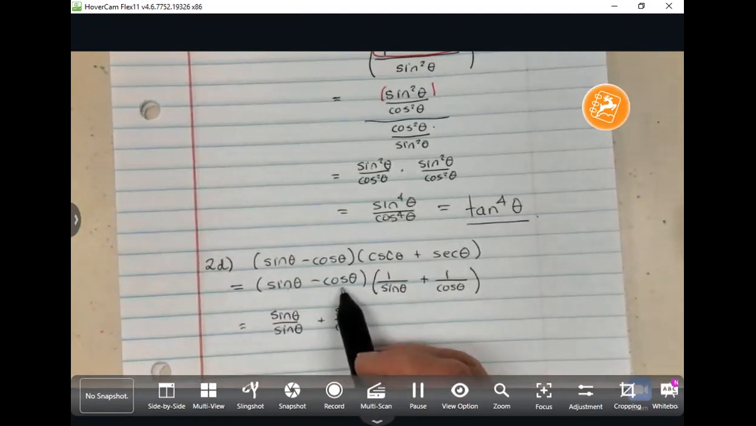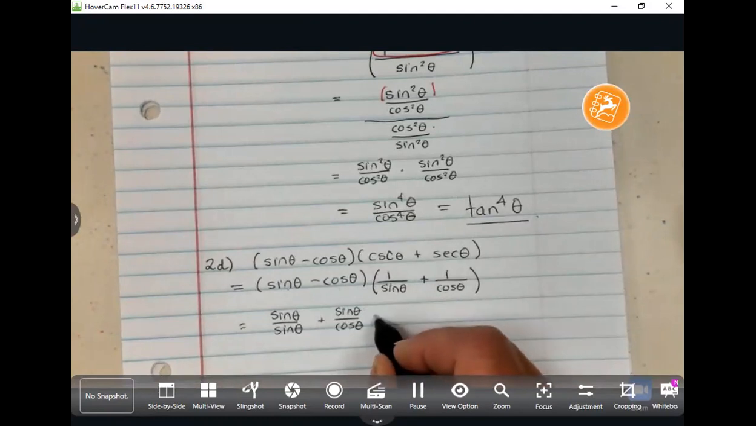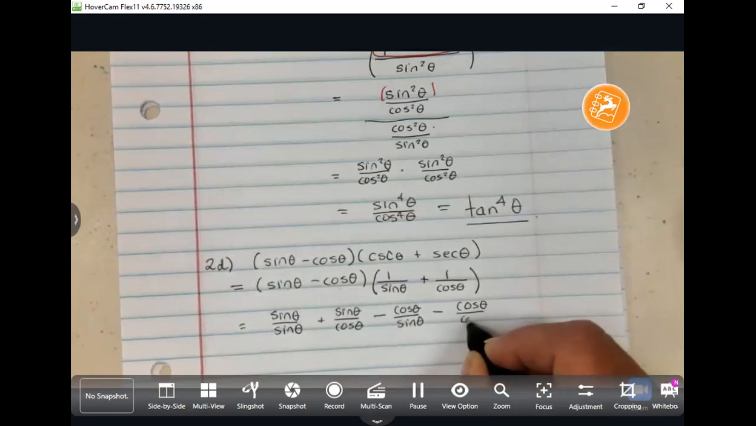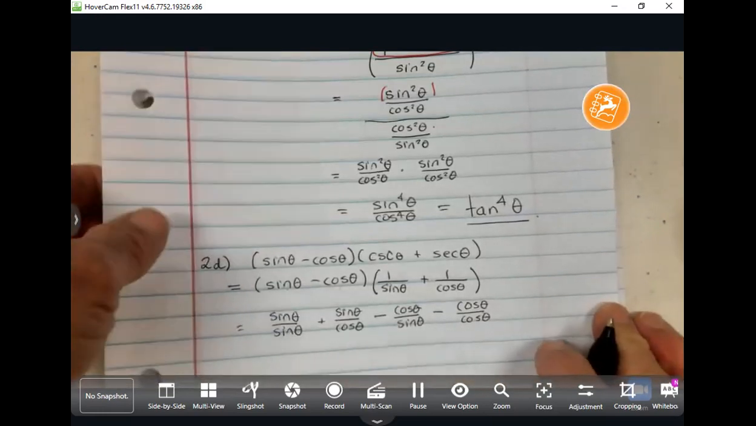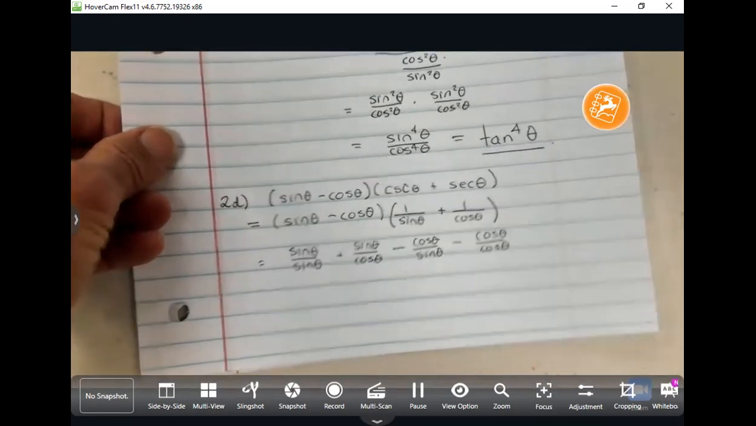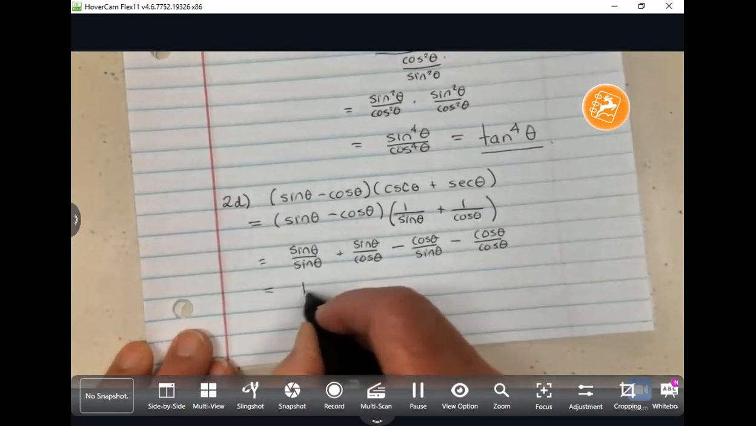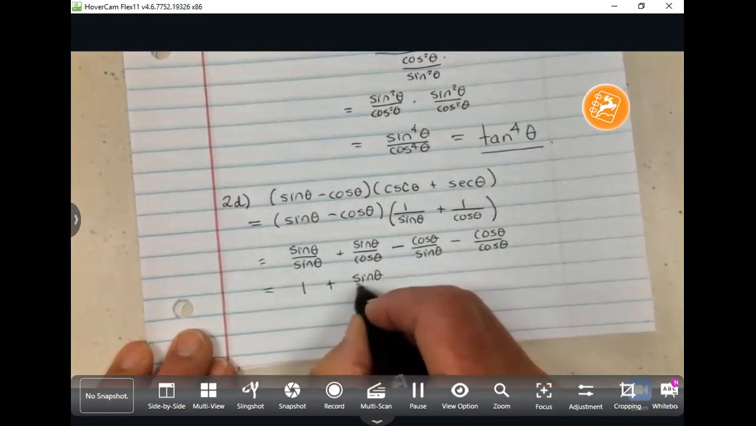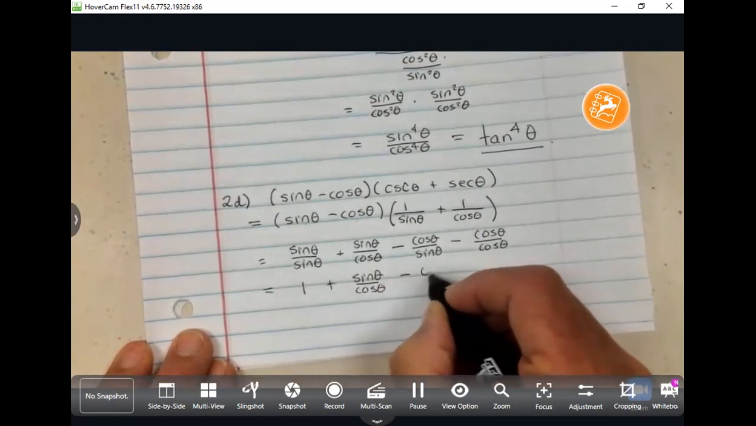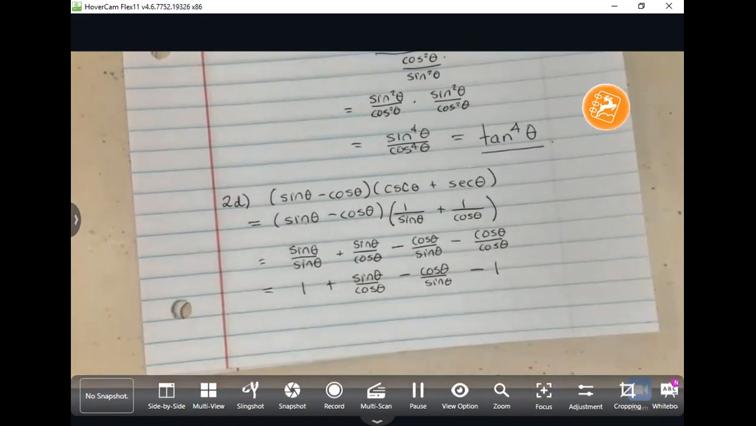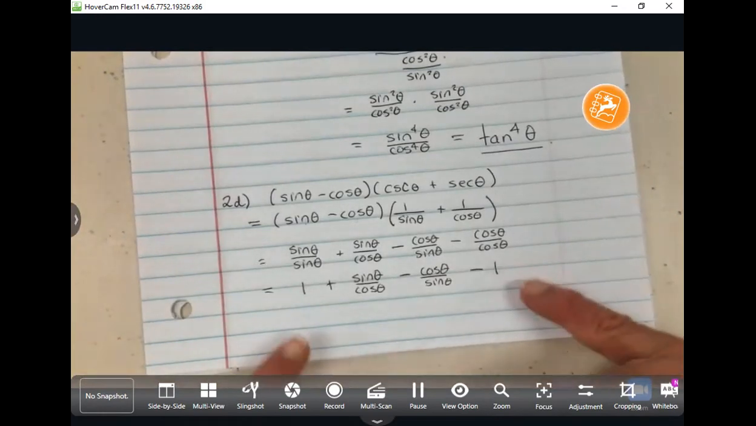Now it's time for cosine's turn. Minus cosine times 1 over sine gives me minus cosine over sine. Minus cosine times 1 over cosine gives me minus cosine over cosine. The fraction in the front and the fraction in the back, what are these two equal to? Those are ones. So where I come from, 1 minus 1 is 0. We can get rid of those.